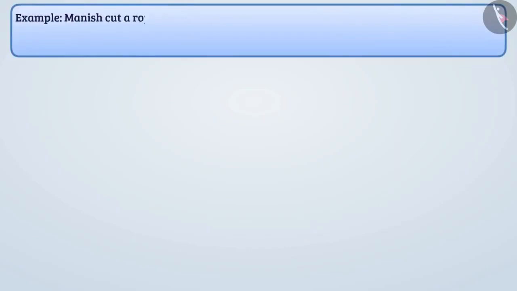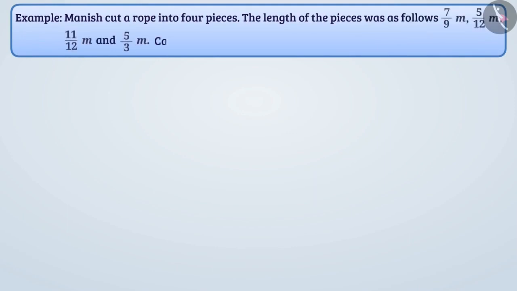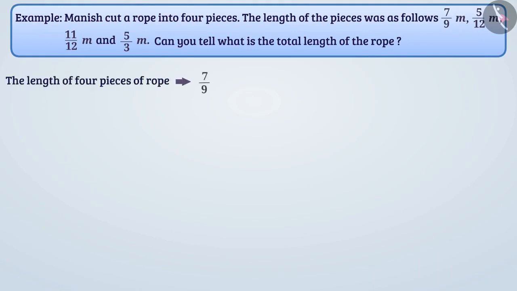Manish cut a rope into 4 pieces. The length of pieces was as follows. Can you tell what is the total length of the rope? The length of the 4 pieces of rope is 7/9 meter, 5/12 meter, 11/12 meter and 5/3 meter.